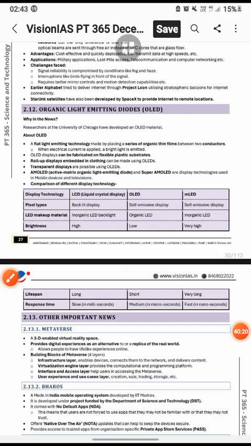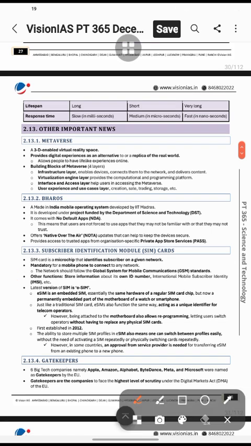Okay, other important news: Metaverse. Metaverse is a 3D enabled virtual reality space. It provides a digital experience, an alternative replica of the real world. It has an infrastructure layer, virtualization, interface access, and user experiences like sale, trading, storage and creating.